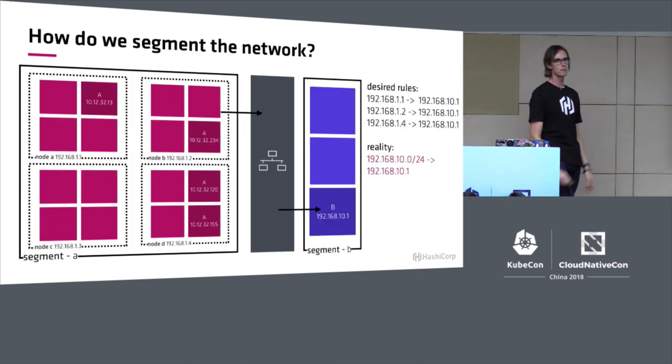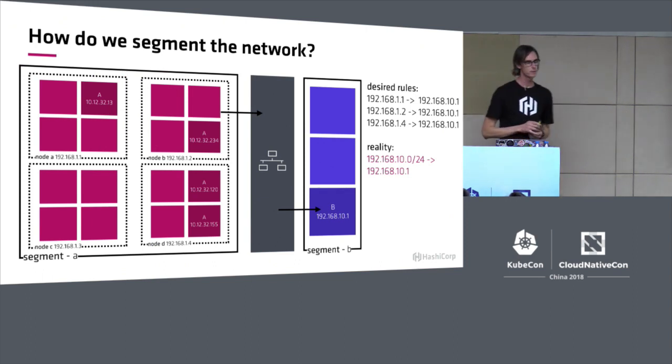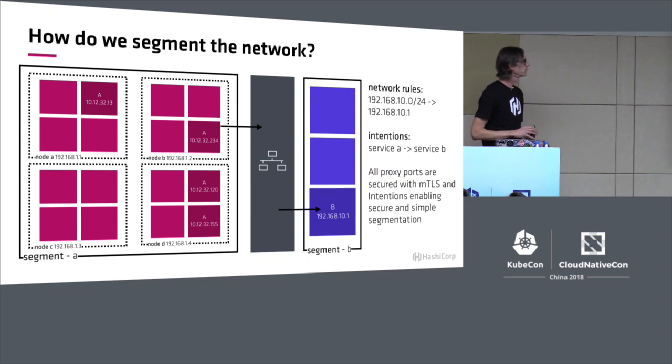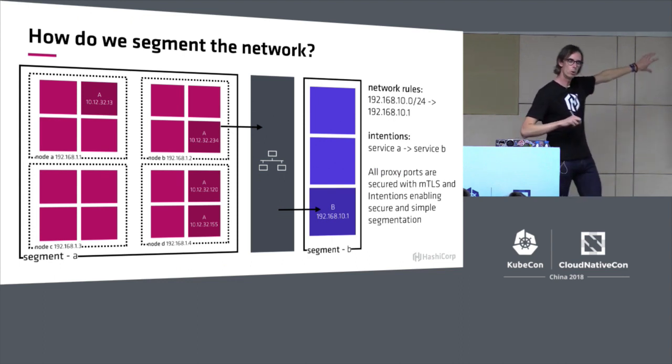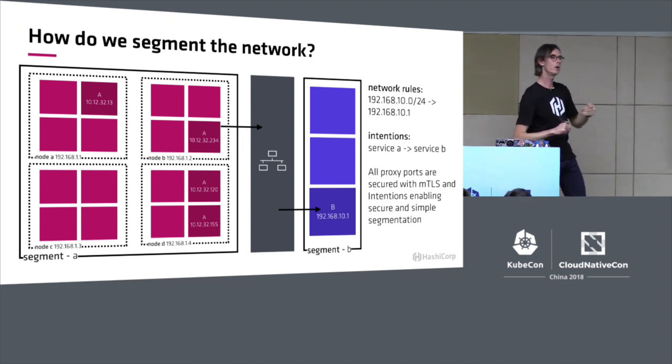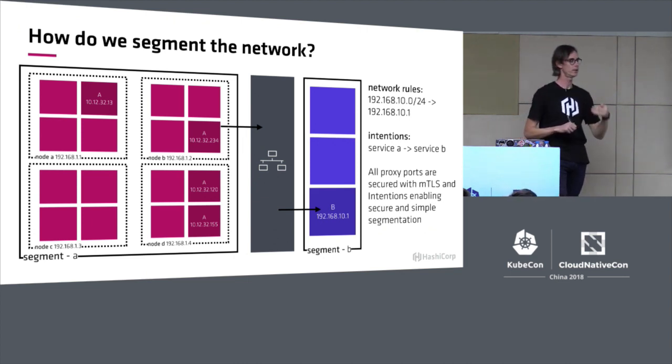So in terms of how we segment, this was our previous problem, and we said that the reality was going to be this. But that's fine, because what we're now doing is segmenting by using intention-based security. All of the exposed ports in the system are mTLS secured. You've got to have a valid identity in order to be able to connect, whether it's open or not.